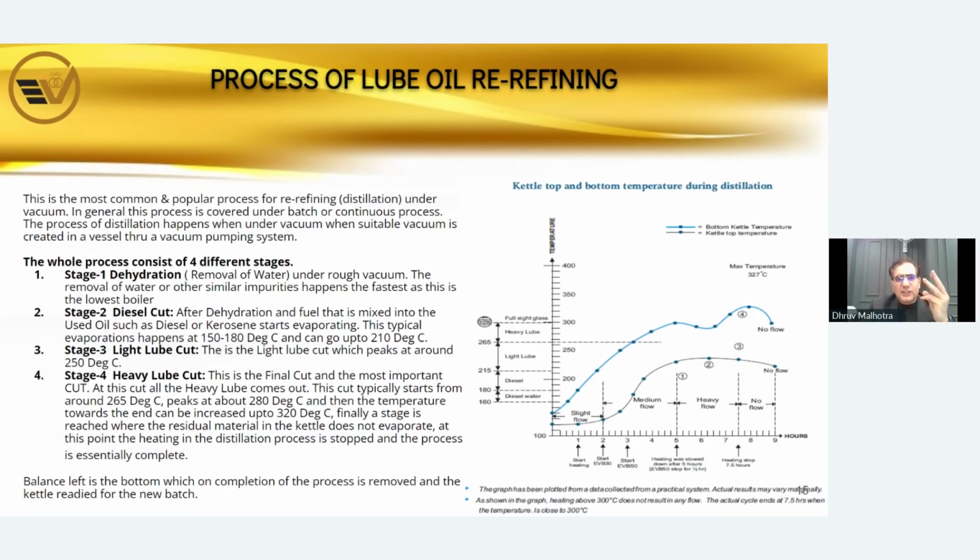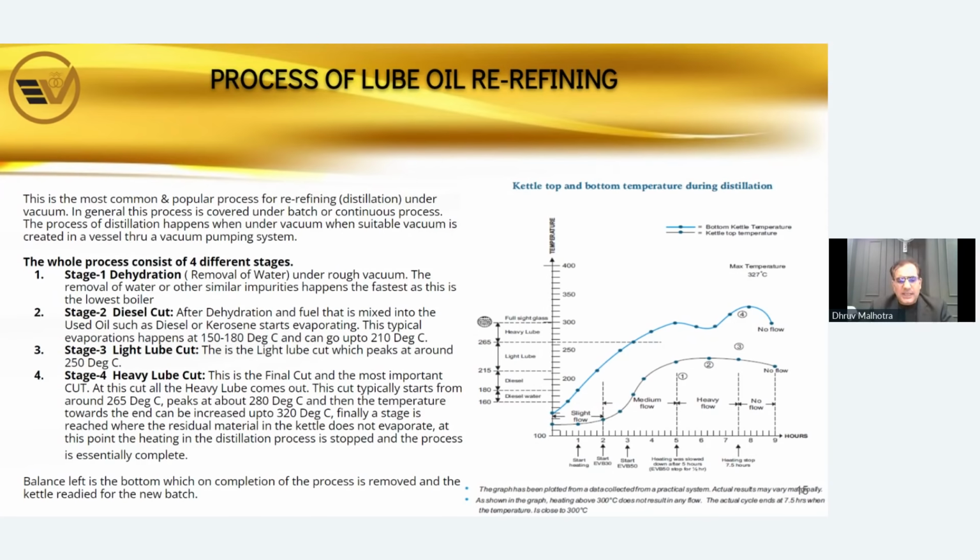Then you have stage 3, which is called the light lube cut. Now, lube cut is the base oil. This can be categorized into two categories, light as well as heavy. So first, the light lube cut oil will start coming out, which will peak at around 250 degrees Celsius.